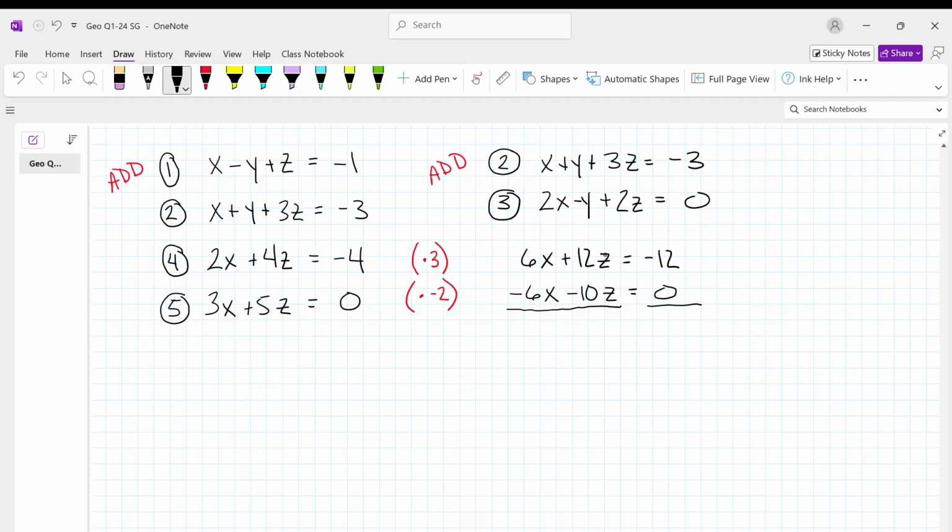So when we combine these two equations, the x's cancel. 12z minus 10z is 2z. That's equal to -12. And then we can divide both sides by 2. And we finally get a z that's equal to -6.